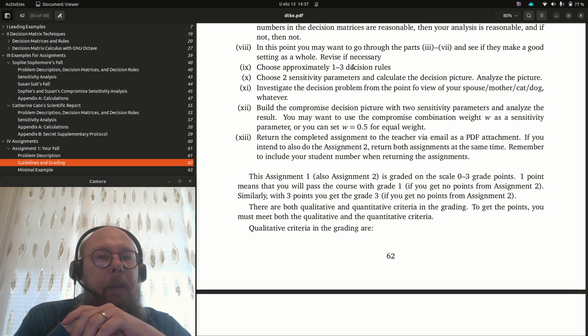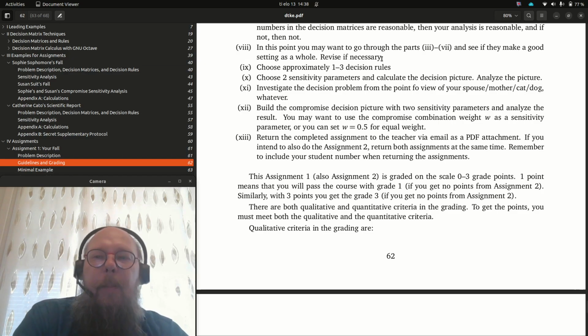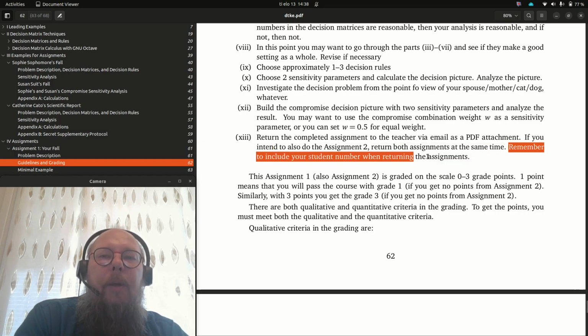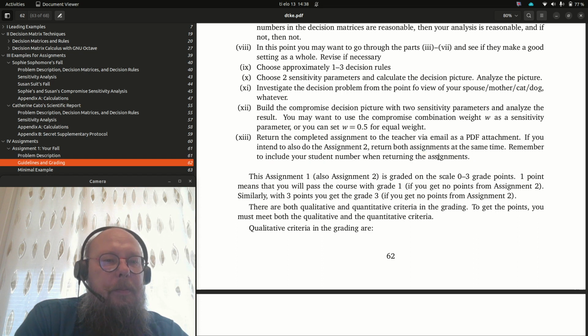And then finally, point 13, a simple technical remark. Return the complete assignment to the teacher via email as a PDF attachment. So use PDF, not Word or anything like that. And if you intend to also do the second assignment, return both assignments at the same time. And a very important thing, remember to include your student number when returning the assignments.